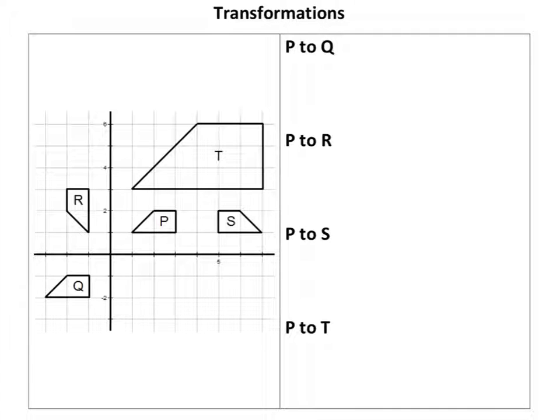So, I'm going to go P to Q first of all. Now, this here is P, obviously, and we're going to Q. Now, if you look at it, essentially all that's happened is that P's moved. Now move is going to be a translation. So this sort of question would be worth 1 mark: 1 mark for writing translation or translate, and the other mark for doing a vector.